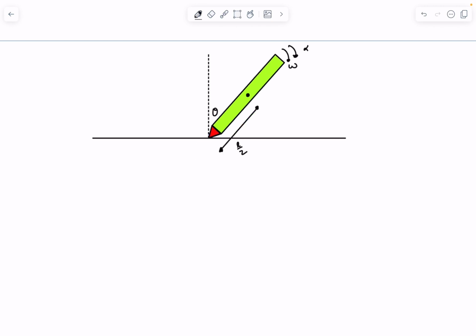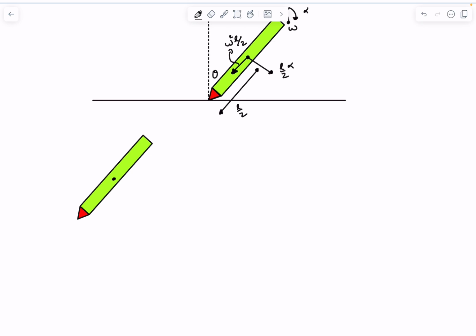So let's try to determine the acceleration of the center of mass. The center of mass is again moving in a circle of radius L/2, so it will have two components of acceleration. One is the tangential acceleration and another is the normal acceleration, which is towards the center of the circular motion. The centripetal acceleration is going to be omega squared L/2 towards the tip of the pencil, and the tangential acceleration will be simply L/2 times alpha, perpendicular to the radius vector. This is the net acceleration of the center of mass.